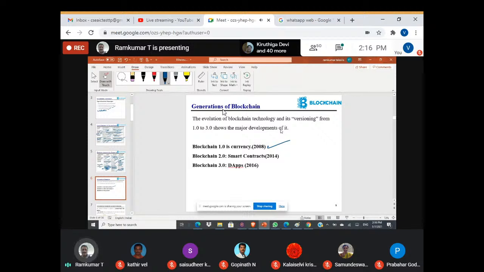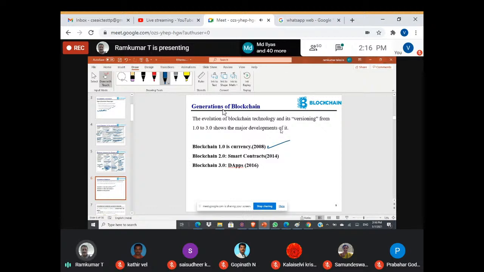Because of that reason, there is a possibility of only the currency in blockchain 1.0. It is only a financial transaction, not more than that, right? So that is what we call blockchain 1.0.